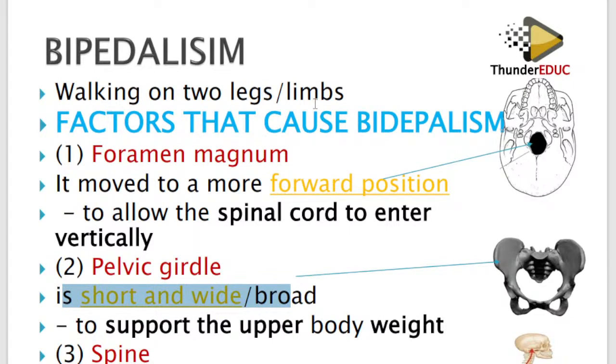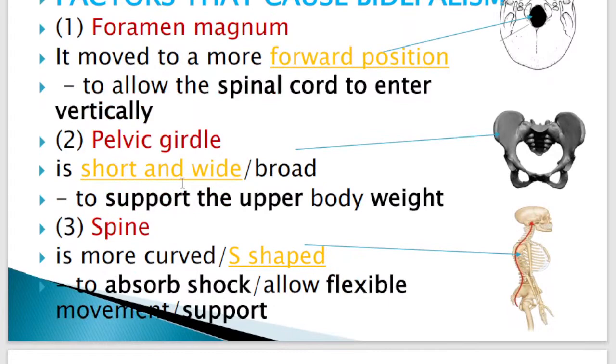When you use the word limbs, you must add the word hind, walking on two hind limbs, because we have the forelimbs and we have the hind limbs. Anyway, let's go to the next one.